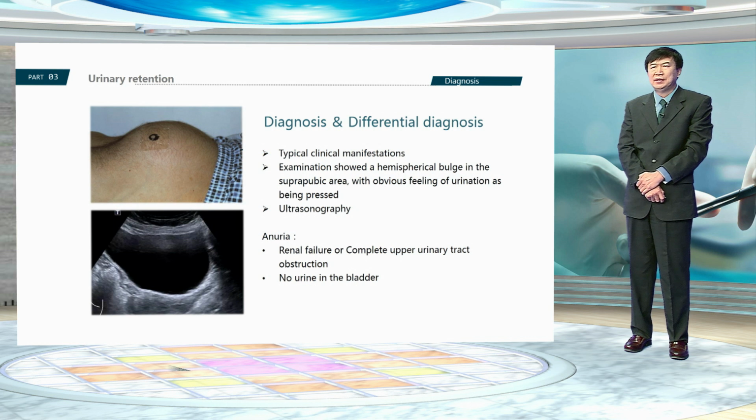The diagnosis can be based on typical clinical manifestations and ultrasonography. Physical examination shows a spherical bulge in the suprapubic area, with an obvious feeling of urination as being pressed. Ultrasonography can show the filling bladder. Anuria must be excluded in patients suspected of urinary retention. It is caused by renal failure or complete upper urinary tract obstruction. In this condition, there is no urine in the bladder.